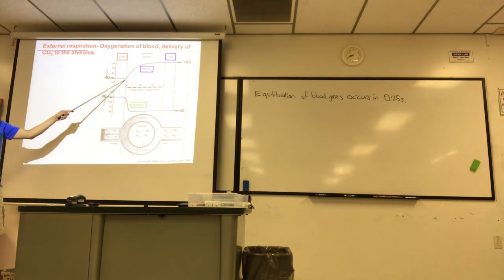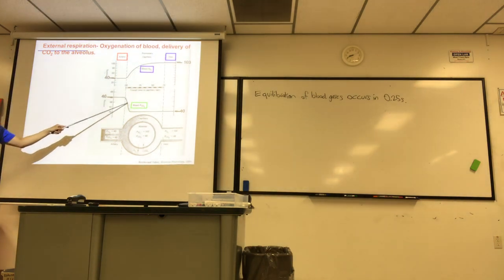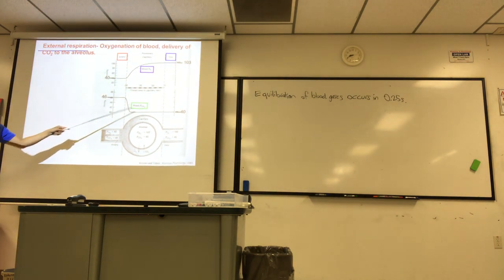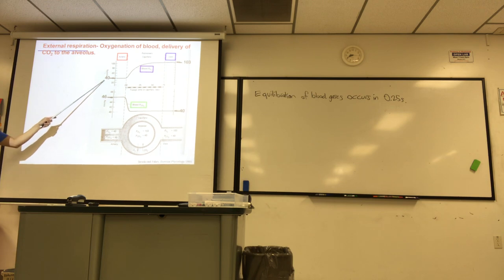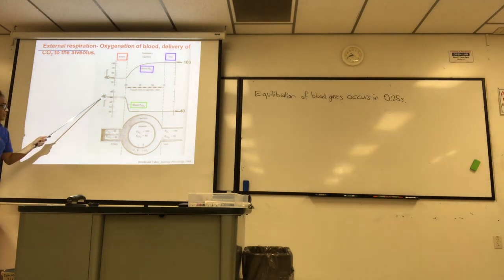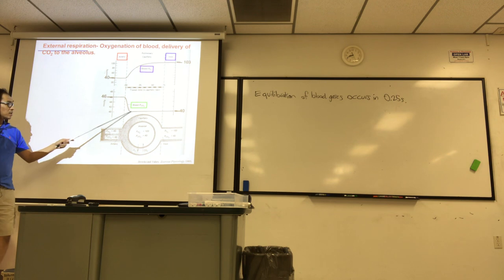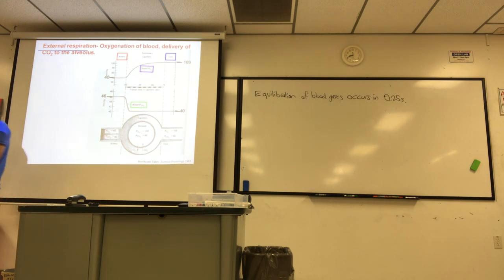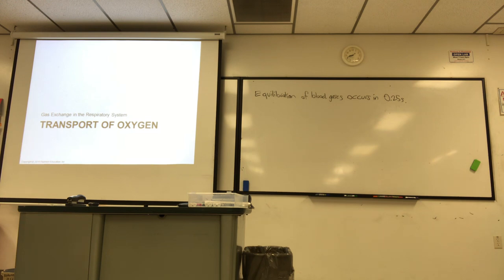So they show the equilibration occurring at about a quarter second or less than a quarter second. For O2, blood picks it up, so it increases from 40 to about 103. And then for the PCO2, blood drops it off, so it decreases from about 46 to about 40. So the time it takes is not very long. Now we know that the gases exchange, the equilibration happens really quick. Now we can start to talk about how blood gases are transported.